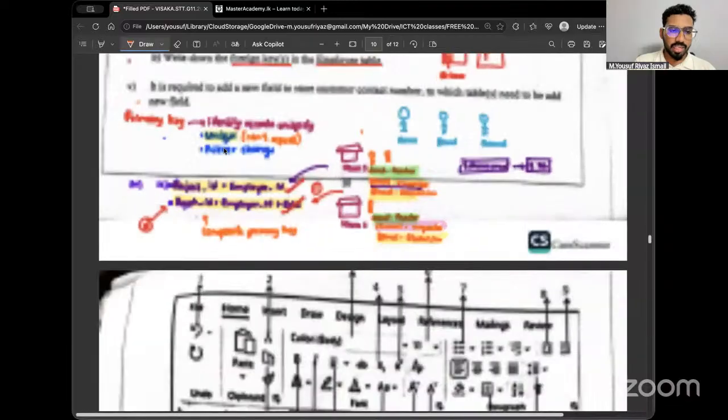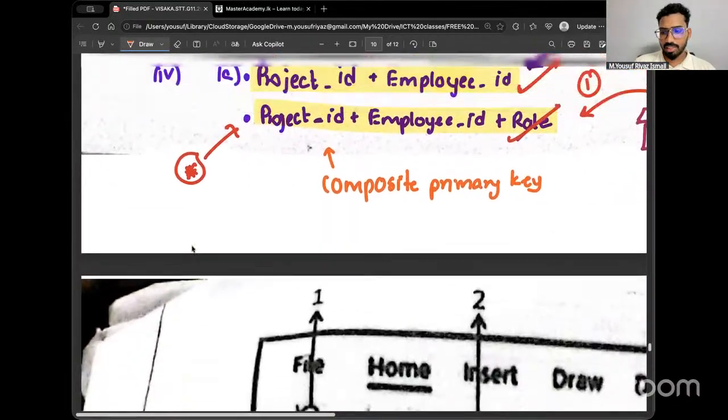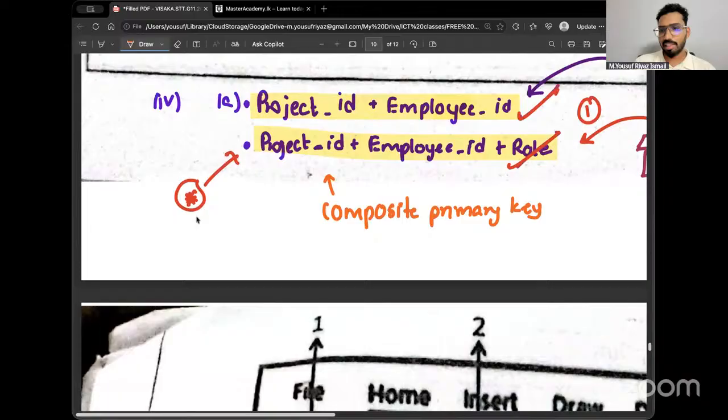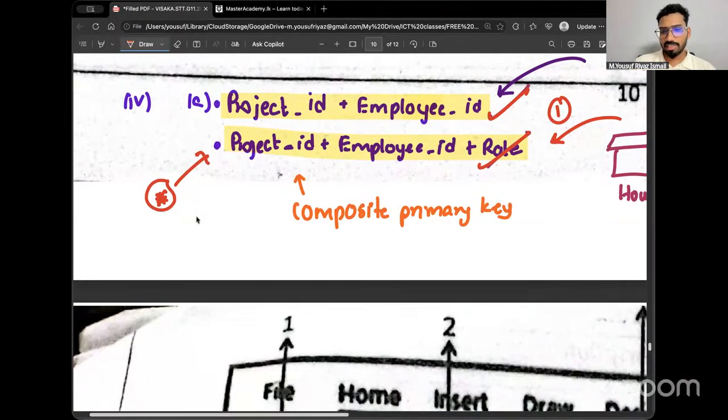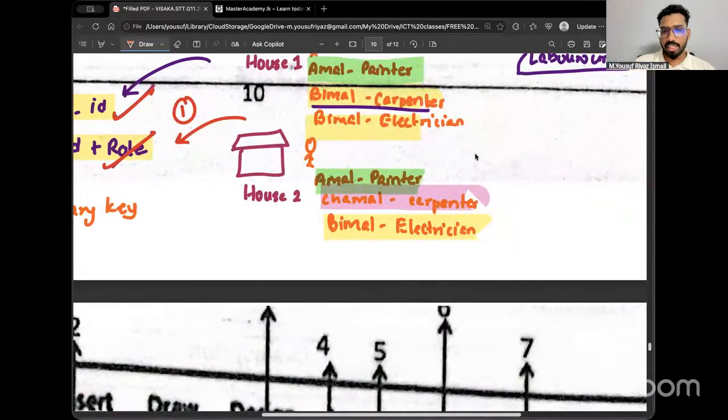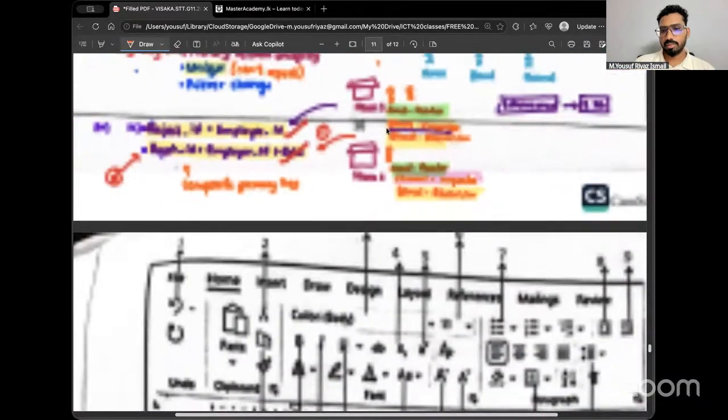Are you literally blind? Guys, have I made any spelling mistake here? Are my letters not readable? I literally gave you the answer here. Both are correct. Just project ID and employee ID is correct. All three fields are also correct. If you ask me what I would prefer, I would prefer the second answer, which has all three fields. And I gave you a reasoning as well when I explained the situation.